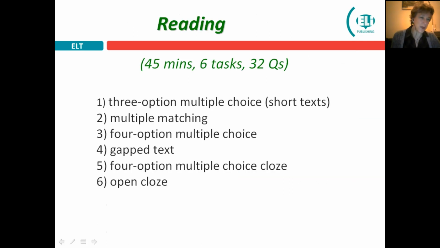So, a very, very detailed look at the reading paper of Preliminary. It lasts 45 minutes. It includes 6 tasks for a total of 32 questions. Now, these are the tasks that are included. We're talking about tasks which become increasingly more complex from a cognitive point of view, so the order actually reflects difficulty, and this can be useful for us as teachers to understand how difficult a certain passage or test might be.